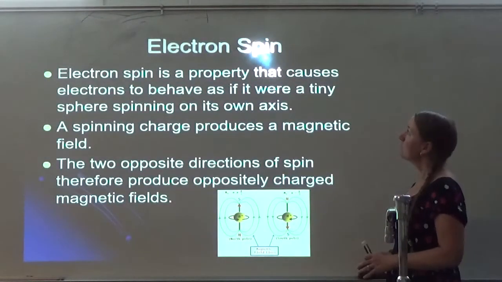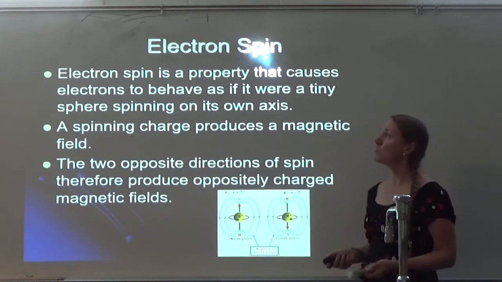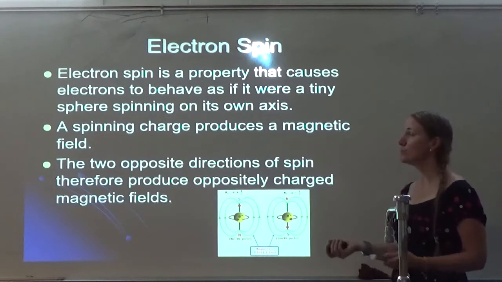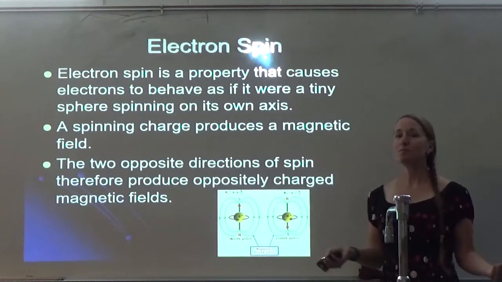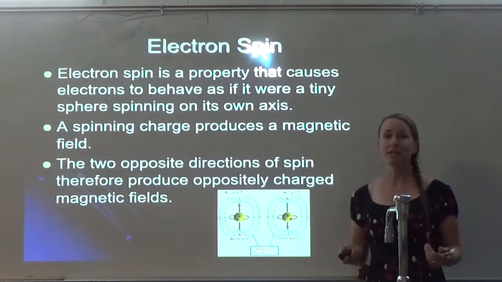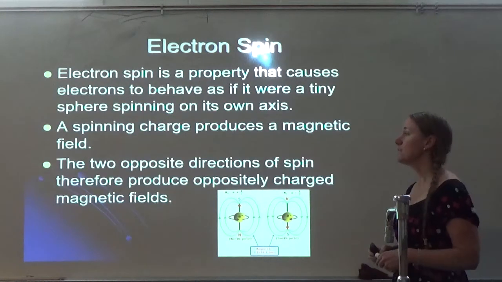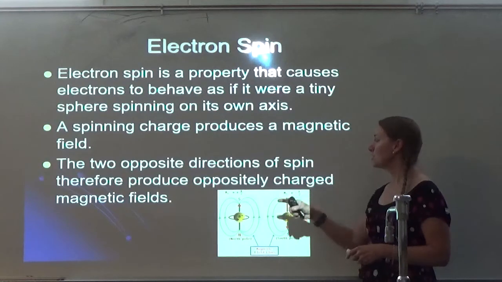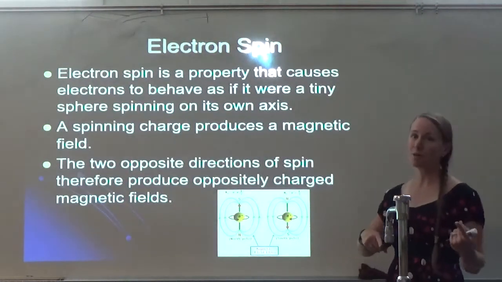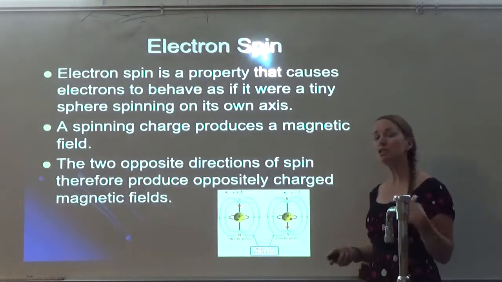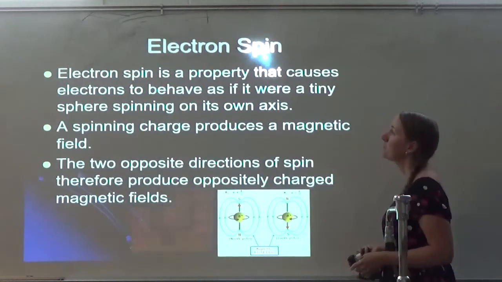So electron spin is a property that causes electrons to behave as if they were tiny spheres spinning on their own axis. A spinning charge produces a magnetic field. Well, since all matter is made of atoms and all atoms have electrons, you may think, oh, well that means everything is magnetic. Well, the two opposite directions of the spin produce tiny oppositely directed magnetic fields. So that's why we talk about the electrons spinning clockwise versus counterclockwise. If they're spinning in opposite directions, those magnetic fields end up canceling out. So that's why everything in the world is not magnetic.